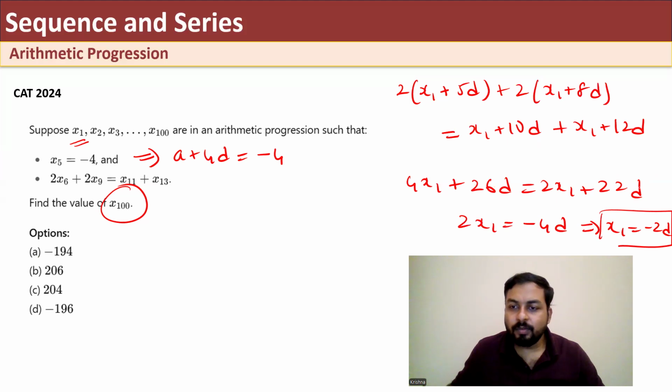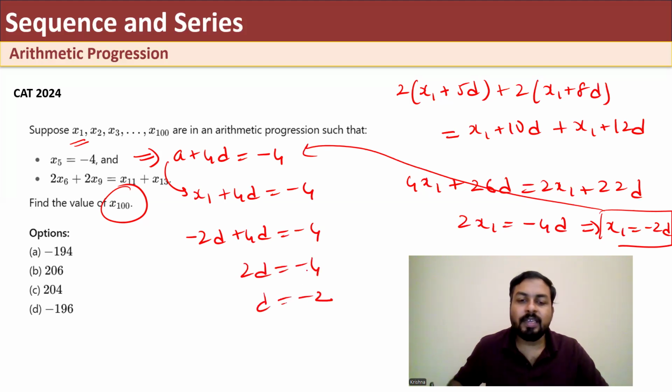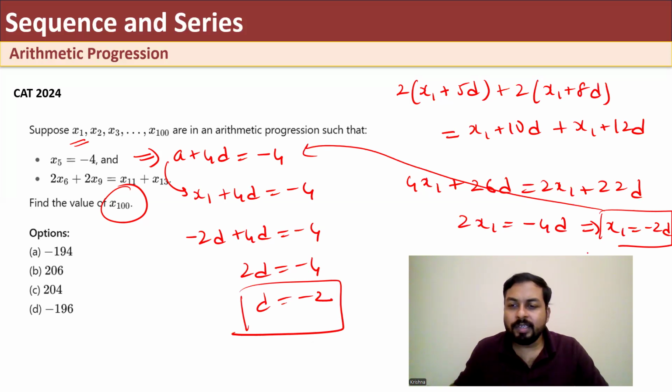Now let's put whatever you got here into the first equation. So what I will get here: a is basically x1, and 4d is equal to minus 4. Instead of x1, can I write minus 2d? So 2d is equal to minus 4. How much is d then? Minus 2. So if d is minus 2, what is x1? x1 is minus 2 into minus 2, which is 4.